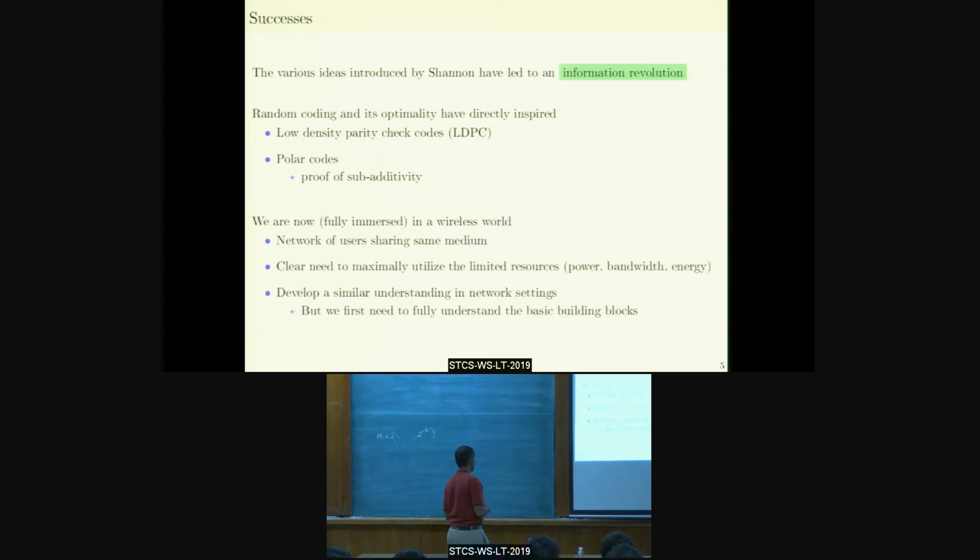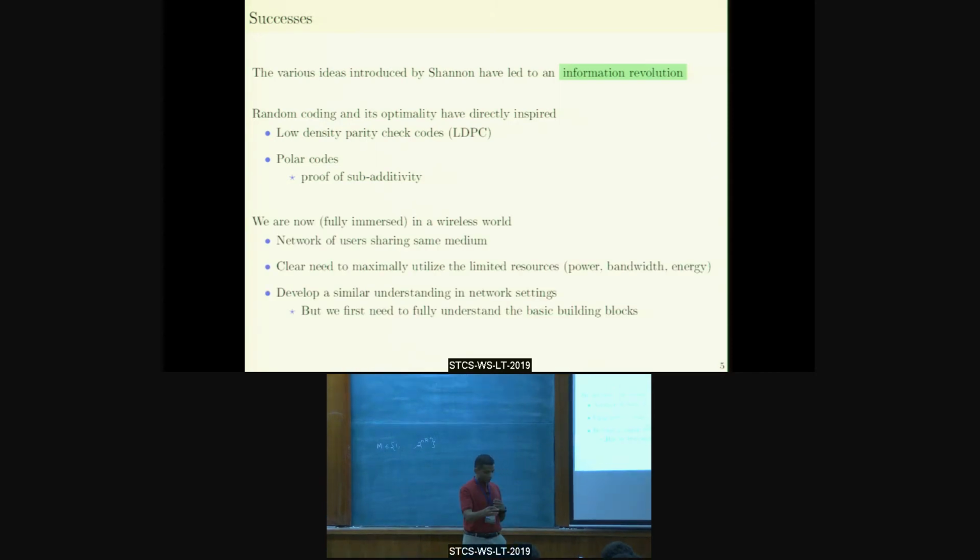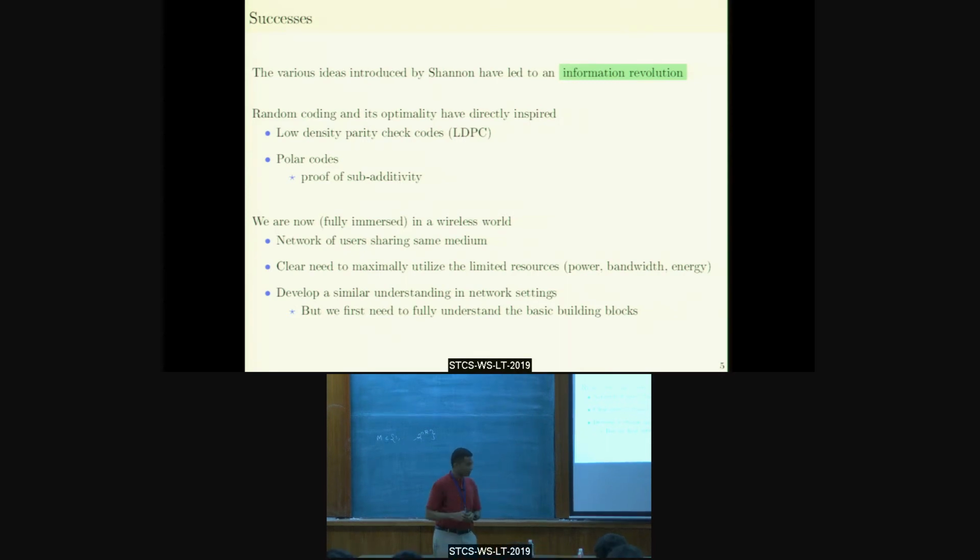But now we are in a wireless world, which means that we have not point to point, not telephonic communication. You have multiple users sharing the same medium, and we need to maximally utilize power, bandwidth, energy. So clearly, there's a similar need for similar understanding in network settings, because resource is always the limitation. But to understand large networks, you at least need to understand the basic building blocks. Otherwise, there's no hope of understanding optimality in large settings. So that's the goal for network information theory, to understand the basic building blocks of large networks.